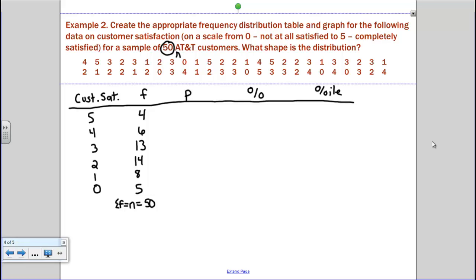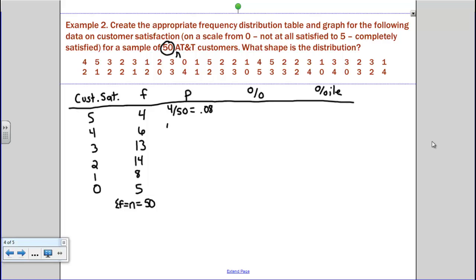So the next step is to find the proportion of customers with each level of satisfaction, or the probability of randomly selecting a customer with a particular level of satisfaction, however you want to think about it. Regardless, P is what we're looking for. Remember, the formula for this is to take the frequency for the value of interest and divide it by the total sample or population size. So if 4 out of 50 customers have a level 5 satisfaction, I'm looking at a proportion of 0.08.